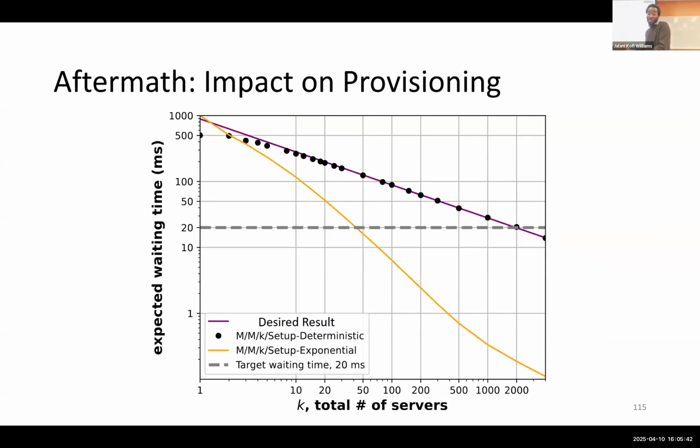And this is just to illustrate, in a provisioning example, how far off your predictions will end up being. If you were trying to get a target waiting time of, say, 20 milliseconds, the exponential system would predict that after you scale the system to 50 servers, you're going to be under 20 milliseconds. Whereas if you look at the deterministic system, which, as we've argued, is closer to reality, then you're going to need to scale the system to 2,000 servers, which may not even be feasible. It might not be a reasonable thing to even consider. So this is kind of a big problem.